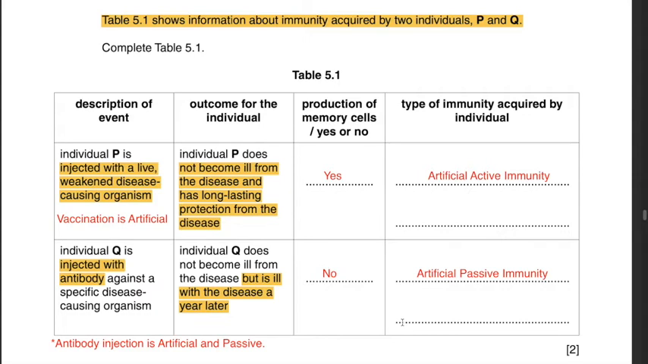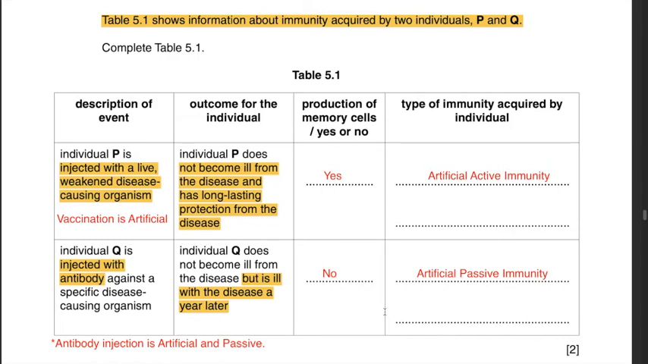Individual Q is injected with antibody against a specific disease-causing organism. Individual Q does not become ill from the disease but is ill with the disease a year later. If the question mentions antibody injection, it is always artificial and passive. Therefore, the answer is artificial passive immunity. Why artificial? Because antibody injection is artificial. Why passive? Because the person becomes ill with the disease a year later.